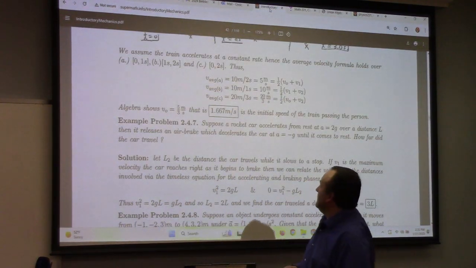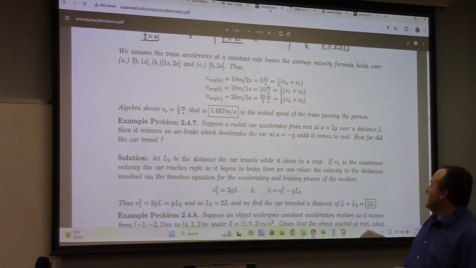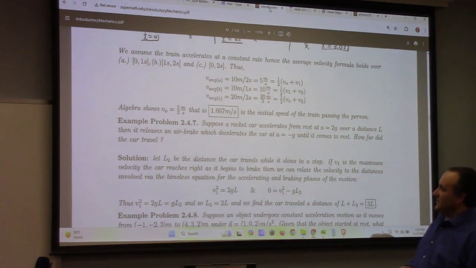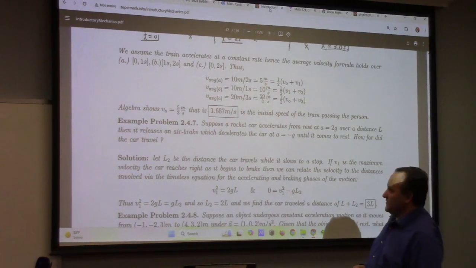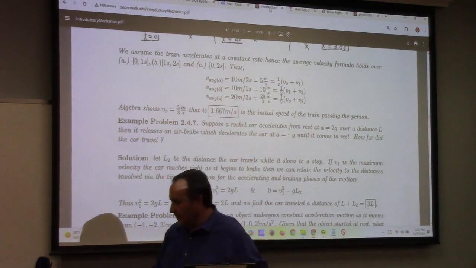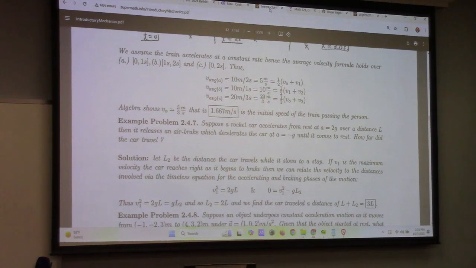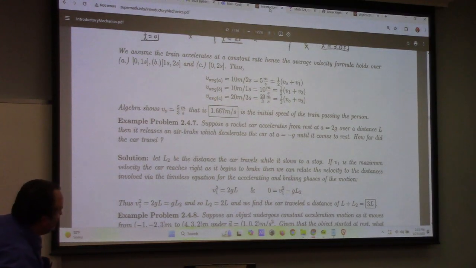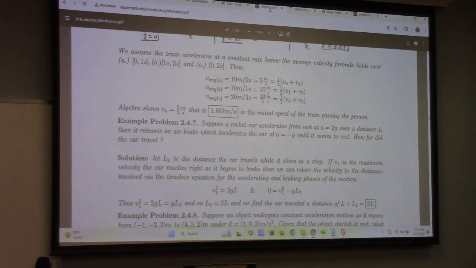If we have a rocket car that accelerates from rest at 2g over a distance L, then it releases its air brake, which decelerates the car at minus g and comes to rest. How far did the car travel? I'll draw a picture for you guys. All right, so accelerates at 2g, a distance L. So this is the distance L, right?